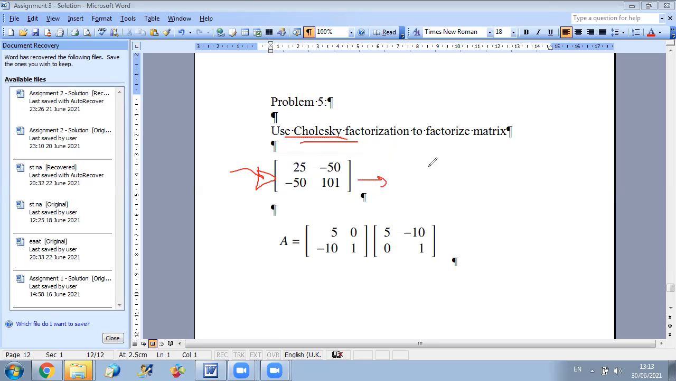So now if I want to use it, I can say that this matrix, according to the Cholesky method, can be written as the product of a transpose of an upper triangular matrix times the same upper triangular matrix. Okay, or equivalently, it can be written as a lower matrix times the transpose of the lower matrix.